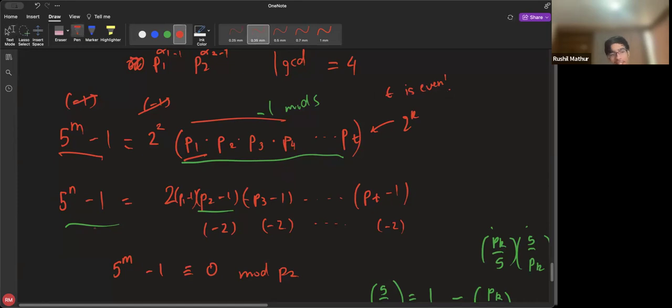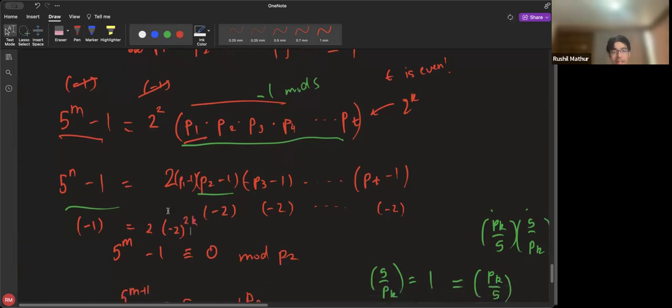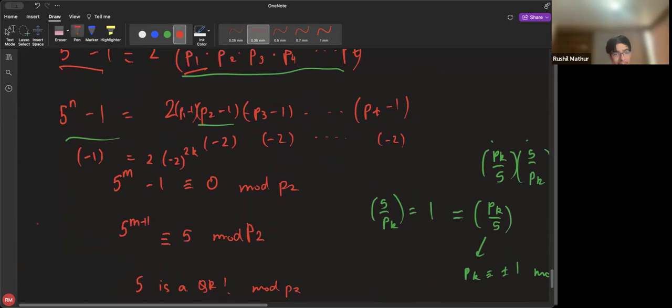And what does the other equation tell you? It tells you minus 1 is 2 into minus 2 to the power even. But that's just minus 1 is 2 into 4 to the power k. But that's impossible because this 4 to the power k is plus minus 1 and this is minus 1. So you're saying 2 is plus minus 1, but that's false.